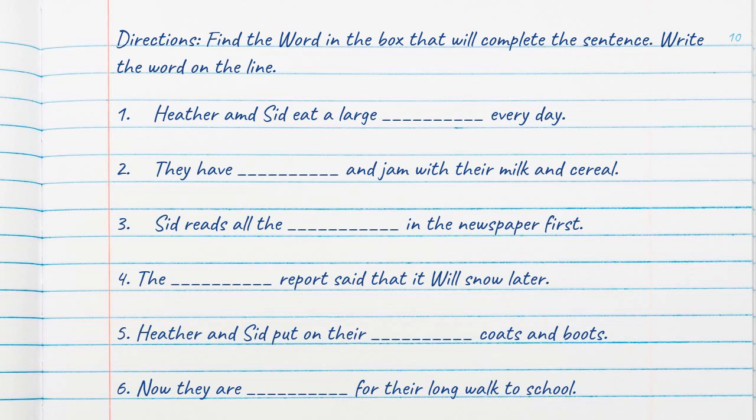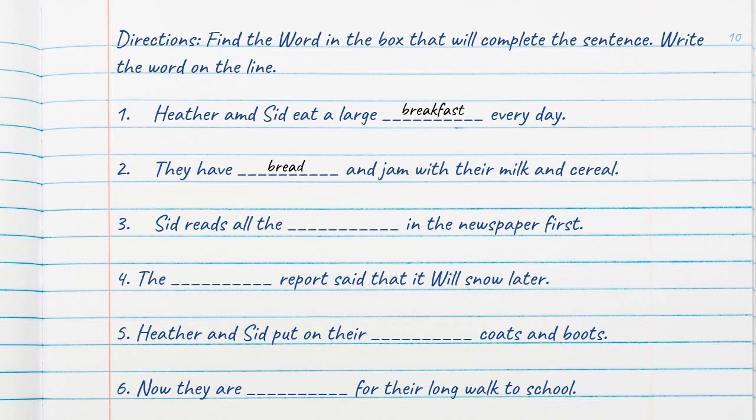Okay, number 1. Heather and Sid eat large every day. Look for the words. We have in the box bread, breakfast, headlines, heavy, ready, and weather. That's right. Heather and Sid eat a large breakfast every day. Good job. Let's continue with number 2. They have and jam with their milk and cereal. They have bread and jam. That's right.